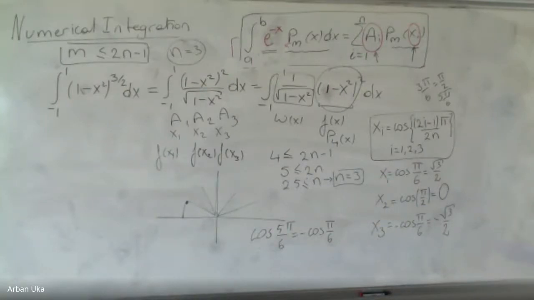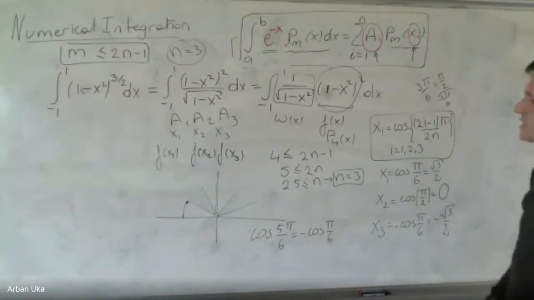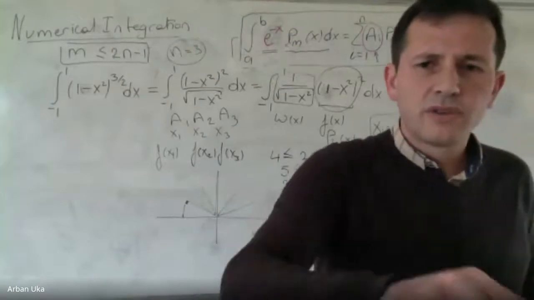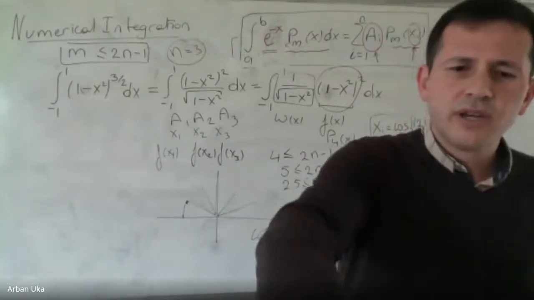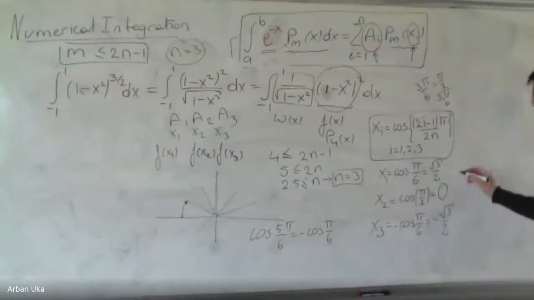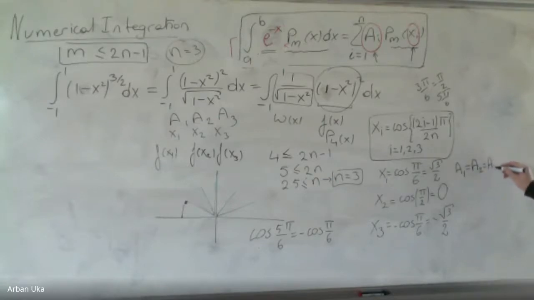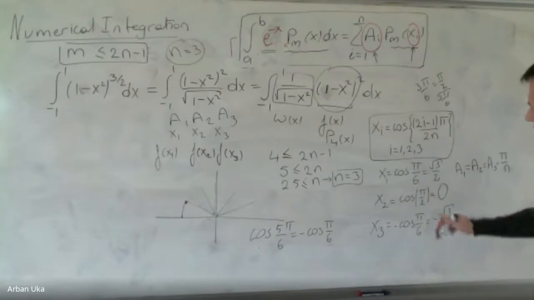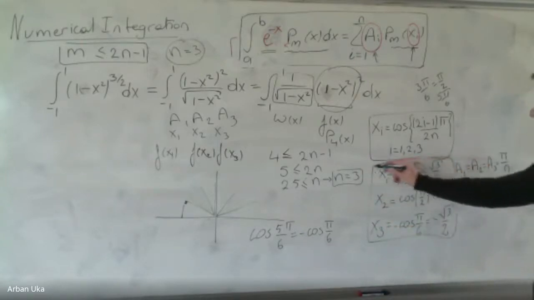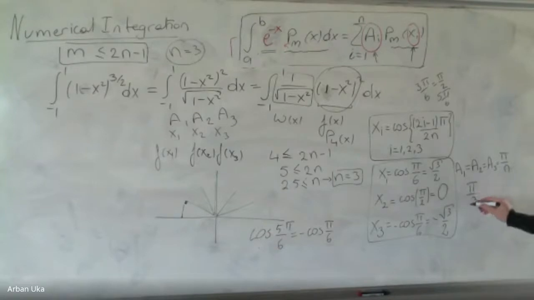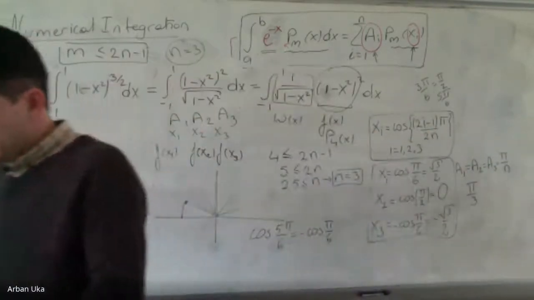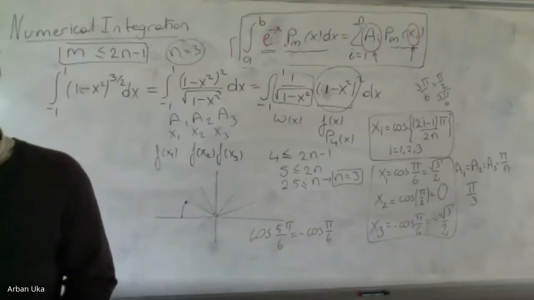Then, what was the value of a? They were all constant. Okay? The value of a was pi over 3, because they were shown as pi over n. So we have here A1 is equal to A2 is equal to A3 is equal to pi over n. And n is 3, so all of the values of these functions evaluated here will be multiplied by pi over 3. So this would be the, let's say, the answer.